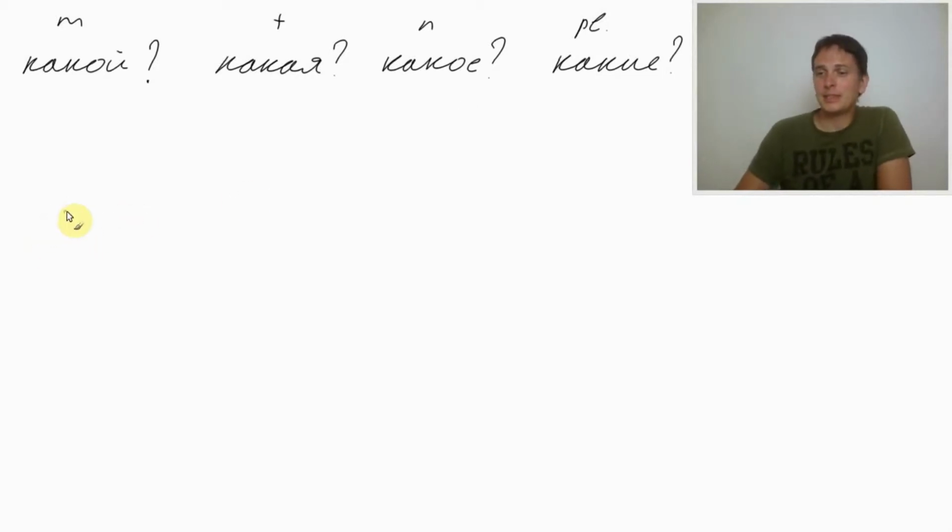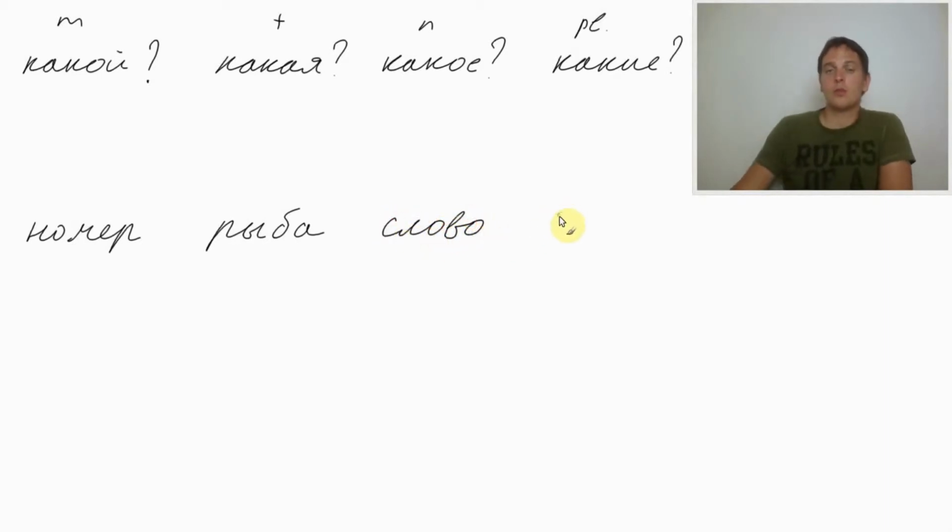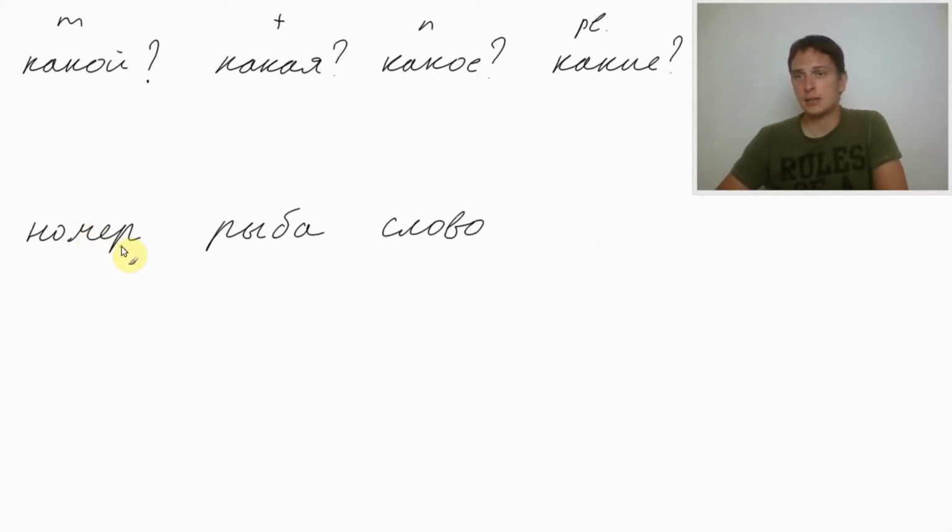So let's take номер. Номер is number, but номер can also be a hotel room, a room inside the hotel. Какая? Let's take fish. Рыба. Какое? Какое слово? Word. Слово. For какие, now we need to build the plural. Номер, masculine, ends in a consonant, so to build a plural, we need to add a.